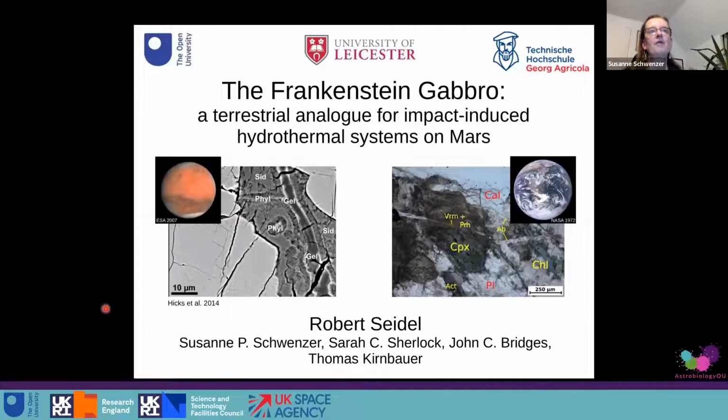Another example, very quickly, is the Frankenstein Gabbro in Germany. It's a very, very large igneous complex, which is a gabbro. And what we have here is we can actually compare this at this scale. We could do the Nakhlite work. And here's everyone involved in the study.